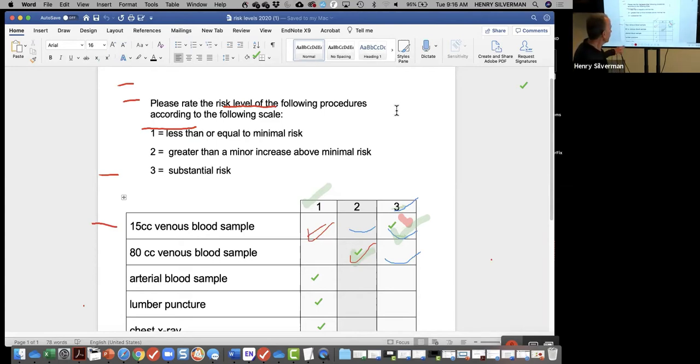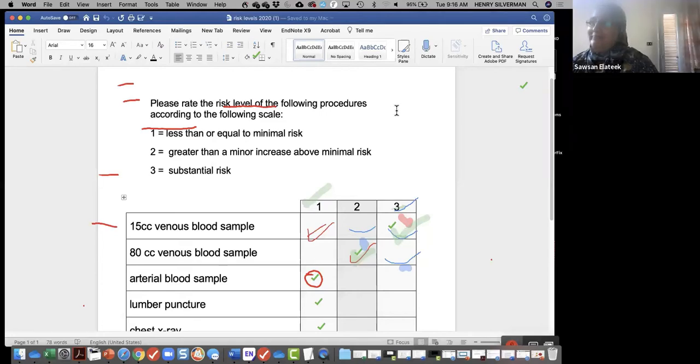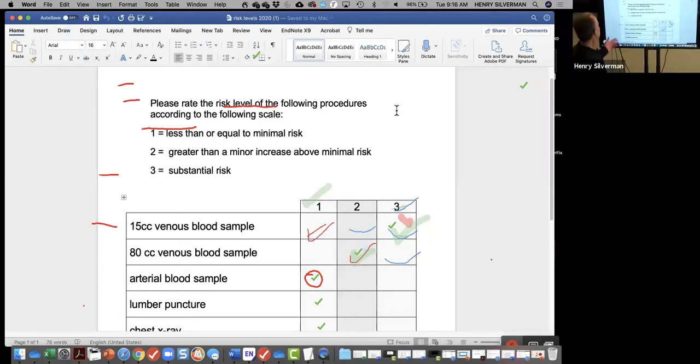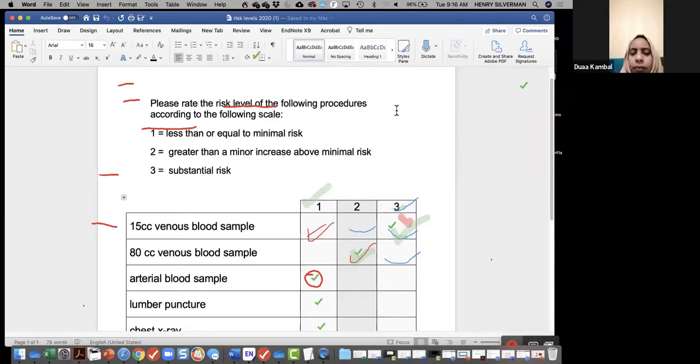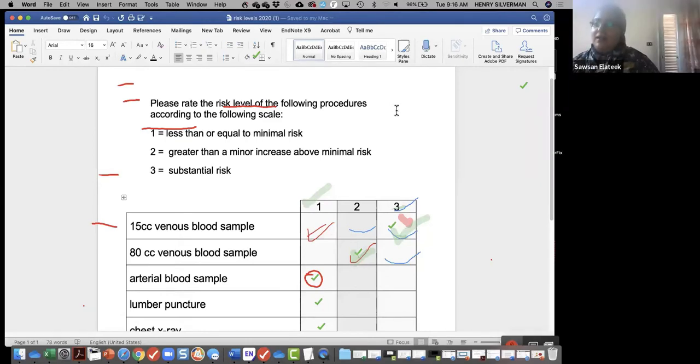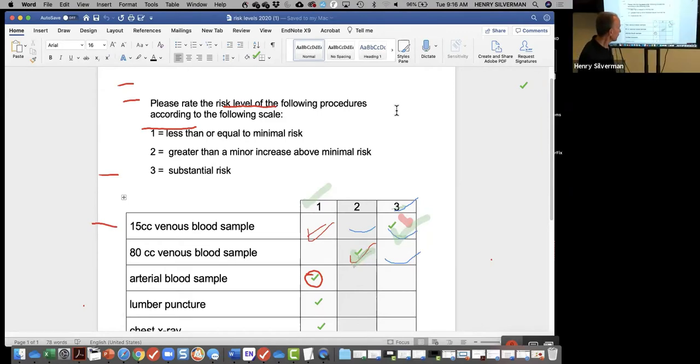All right, so what about arterial blood sample? Who has the green check here? Sosan? Sosan. So you're saying that's minimal risk? I think so, but I'm not sure. Okay, all right. What do other people say?